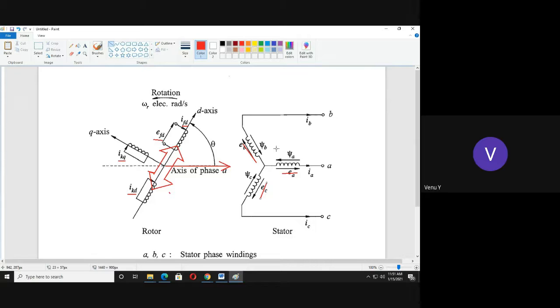So we will see in the next class regarding the next points of the synchronous machine model.